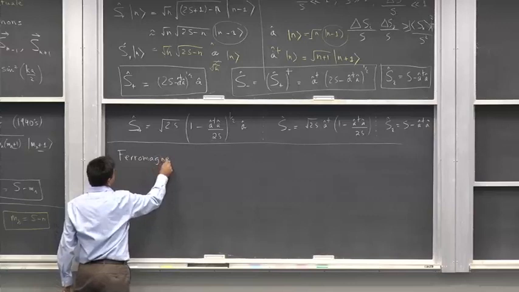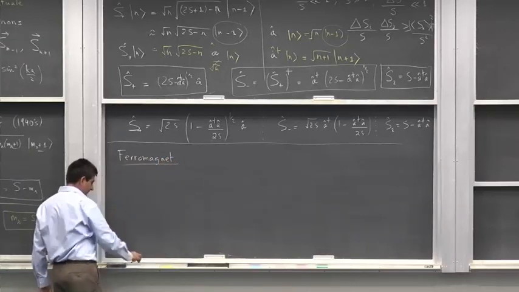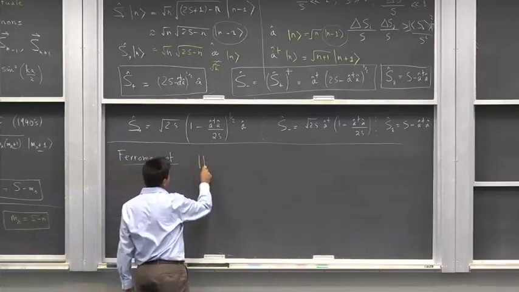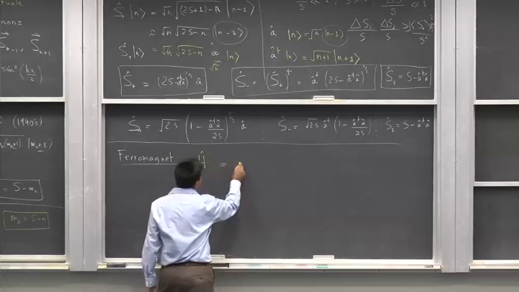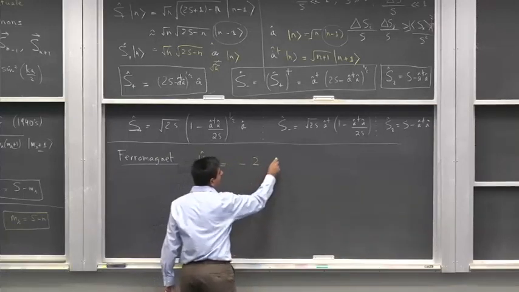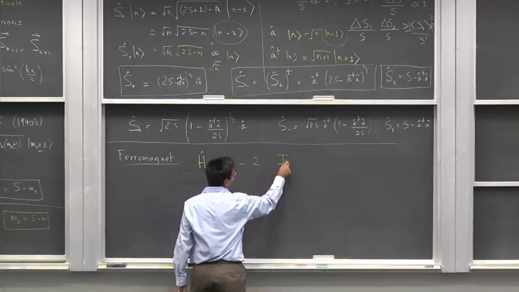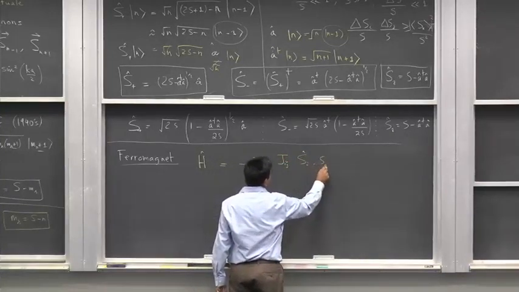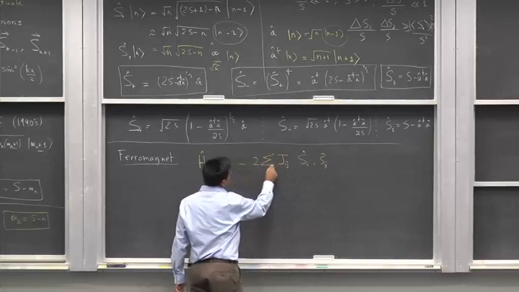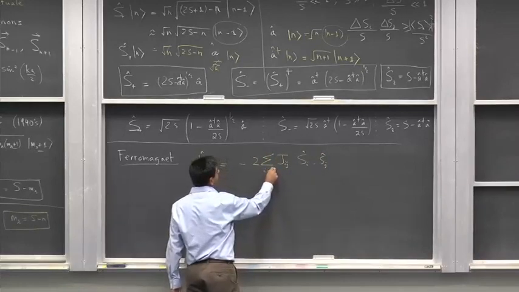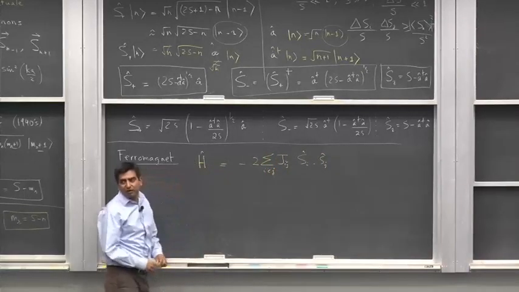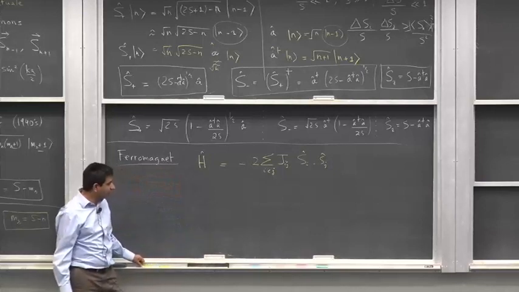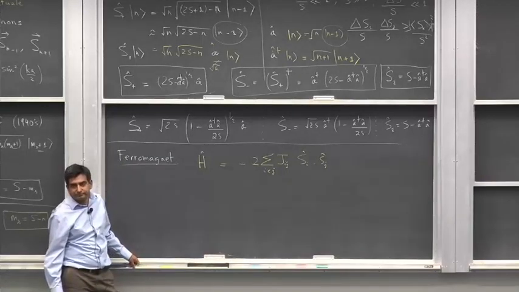The Hamiltonian for such a ferromagnet is something we've seen ample number of times, given by H equals minus 2 J_ij Si dotted with Sj, summed over i less than j. That is, a sum over all i's and j's where i is not the same as j.